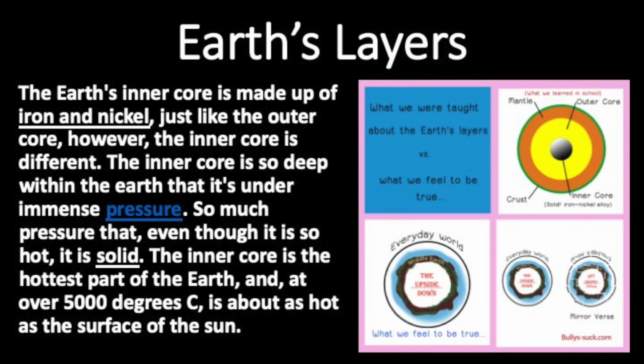The Earth's inner core is made up of iron and nickel, just like the outer core. However, the inner core is different. The inner core is so deep within the Earth that it is under immense pressure. So much pressure that even though it is hot, it's solid. The inner core is the hottest part of the Earth, and at over 5,000 degrees Celsius, it is about as hot as the surface of the sun.